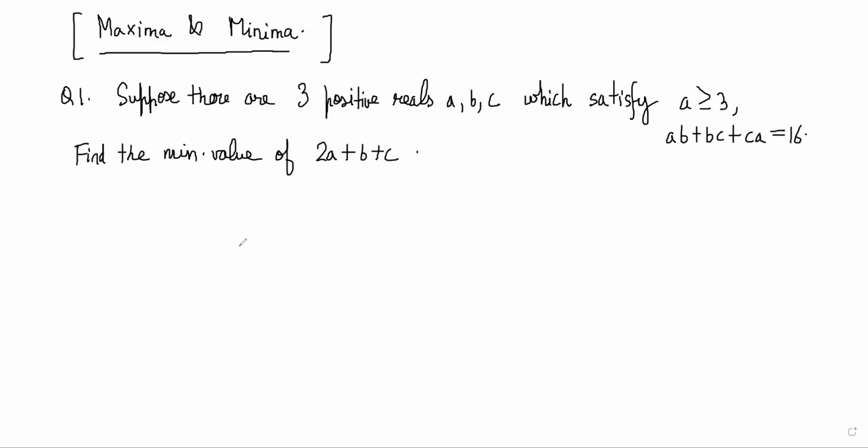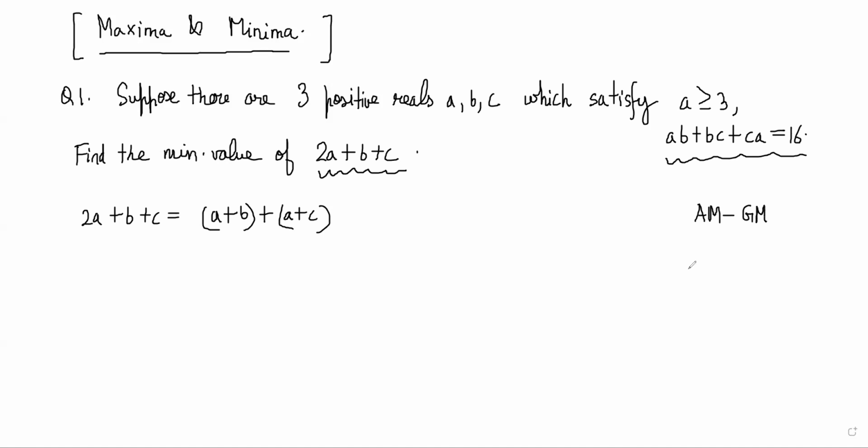So let's think about how we go about doing this. We have to target this expression 2A plus B plus C. So 2A plus B plus C can be written as A plus B plus A plus C, right? So if I group these two terms together, I have to find the minima of the sum of two quantities, right? We also have these conditions. So we have AM-GM, which we'll use a lot through this video. AM-GM inequality for positive numbers says A plus B is greater than or equal to 2 root AB, and equality happens when A is equal to B.